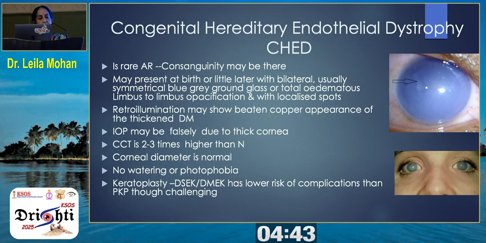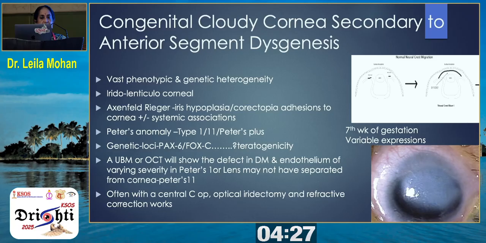Pachymetry is very high. It may be 2 to 3 times the normal. Corneal diameter is normal. The child doesn't present with watering or photophobia or blepharospasm. So these are the features which might differentiate it from glaucoma. So keratoplasty is the way to go in these cases, and in congenital cloudy cornea secondary to anterior segment dysgenesis, they present with a vast phenotypic and genetic heterogeneity. Axenfeld, Rieger, Peters is the commoner one.